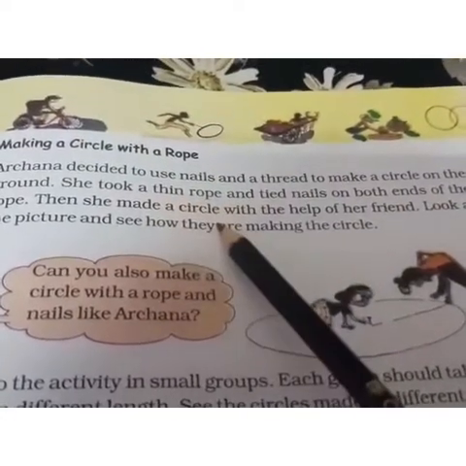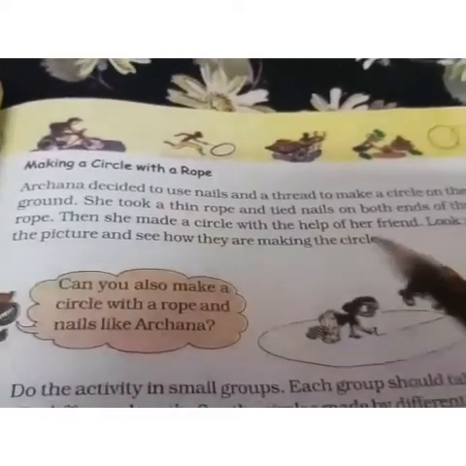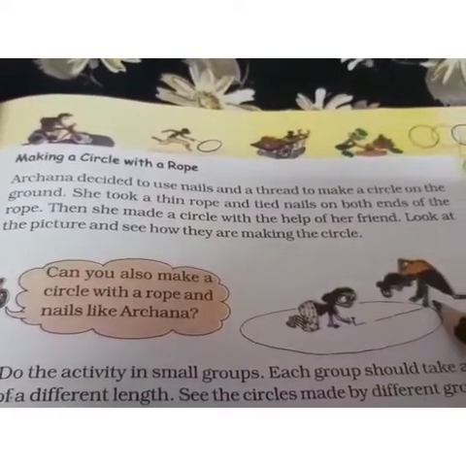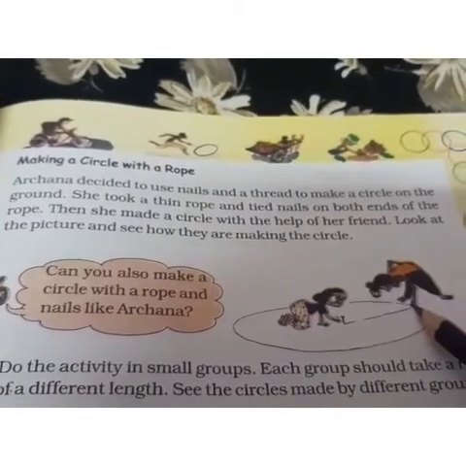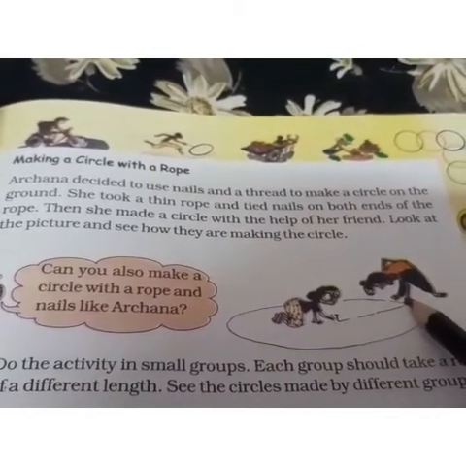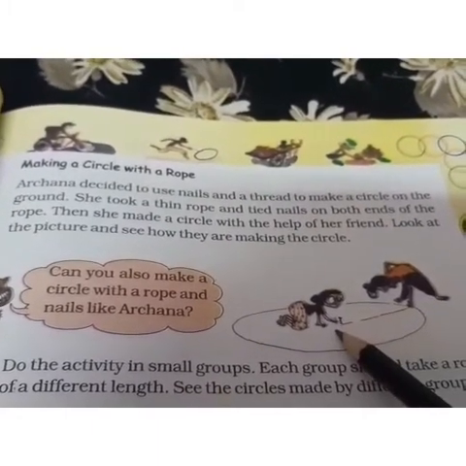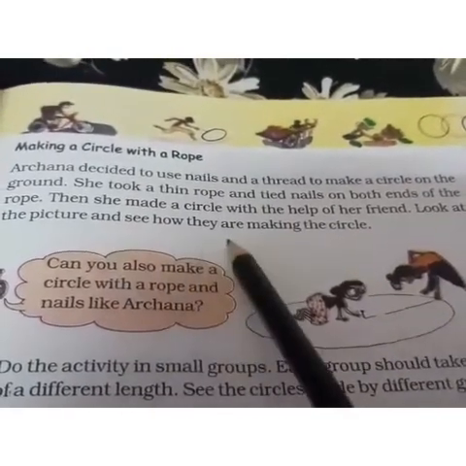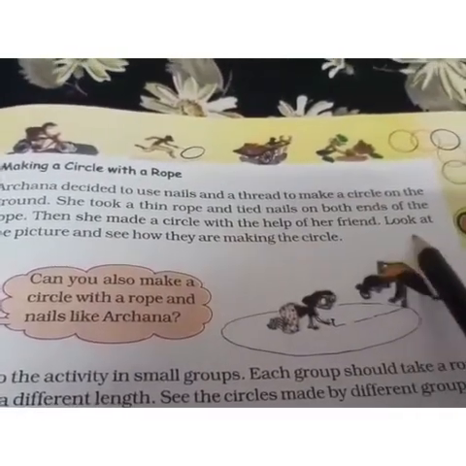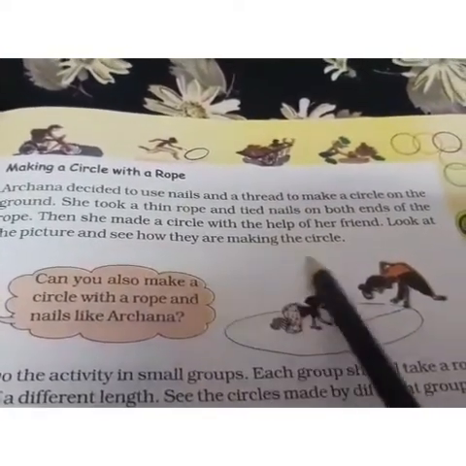She took a thin rope and tied nails on both the ends of the rope. Meaning, take a rope of a length according to how big a circle you want to make. You have to take the rope and at both ends of the rope you have to tie two nails. Then mark a circle with the help of the thread. Look at the picture and see how they are making the circle.